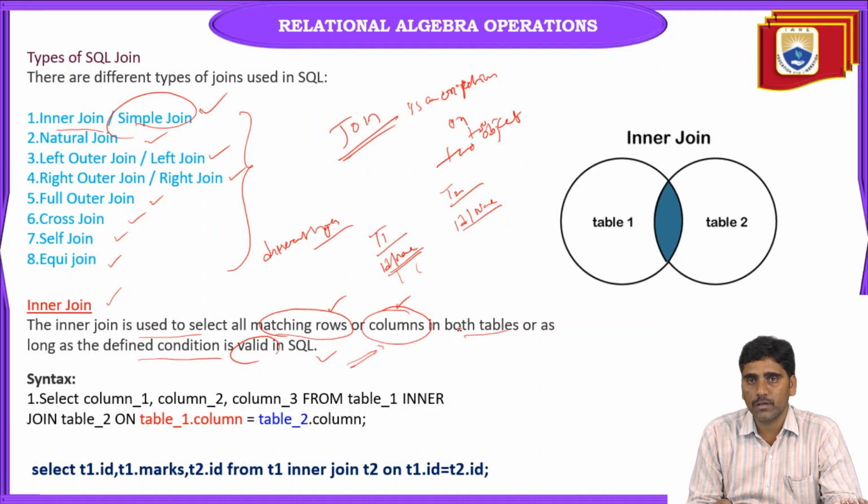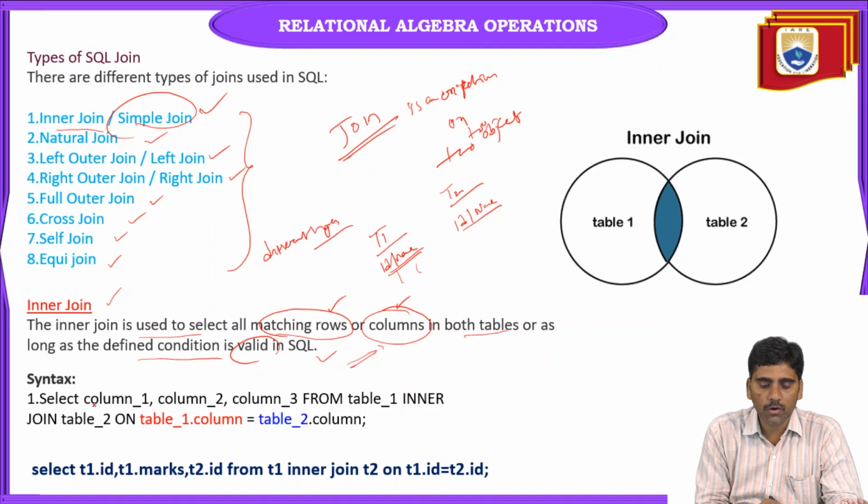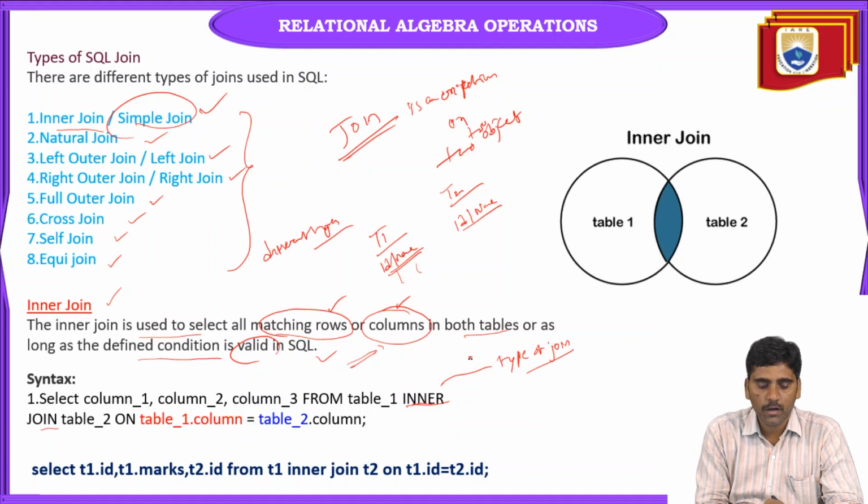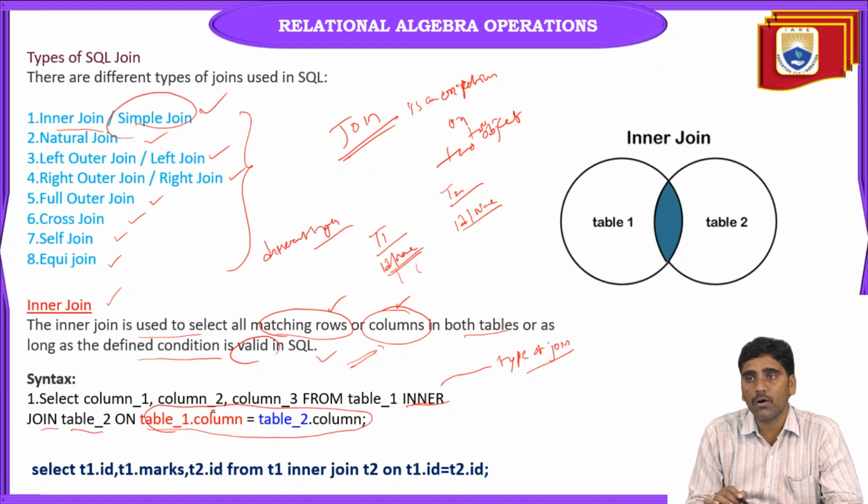Here is the syntax: select column 1, column 2, column 3 from table 1 inner join table 2 on a condition. Inner join indicates the type of join you are going to perform on the two tables. The condition is table 1 dot column equals table 2 dot column, that is, T1 dot ID equals T2 dot ID. As per this condition, the selected columns will be displayed.